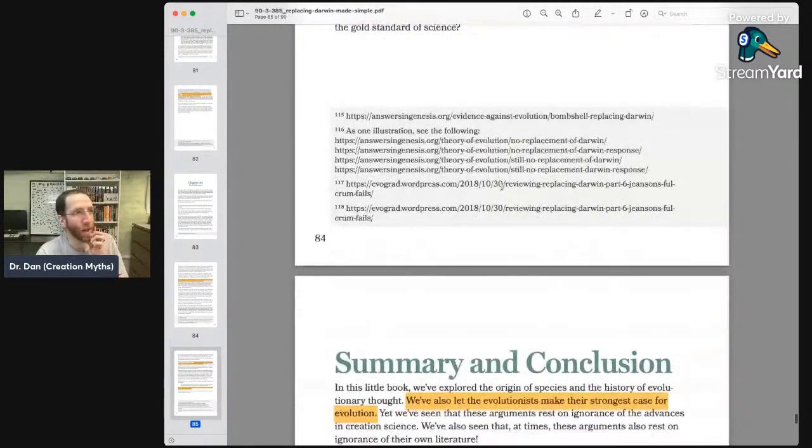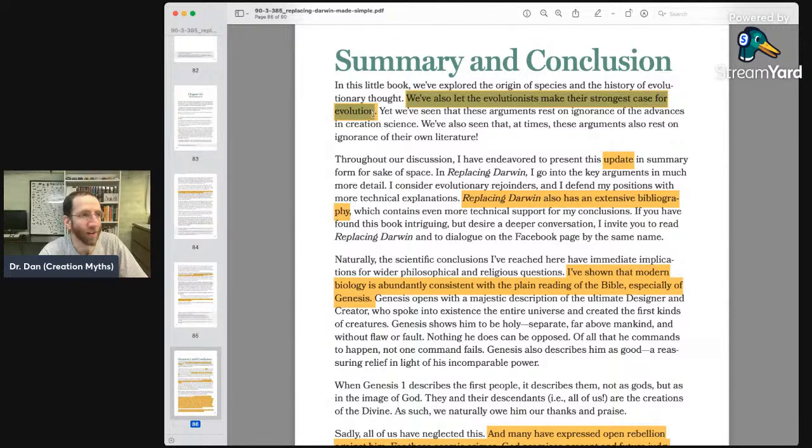"So, summary and conclusion. We've let the evolutionists make their strongest case." No, you didn't. That was just straw manning. This is supposed to be an update to Replacing Darwin, but it's completely devoid of data, facts. It's just claims and assertions, descriptions of models without supporting information. "Replacing Darwin has an extensive..." this is a friend of mine and a number of other people would know, R.J. Downard would take offense with this statement. Replacing Darwin does not have an extensive bibliography. I would term it a half-assed bibliography. The lit review that went into that book was insufficient, we'll say.